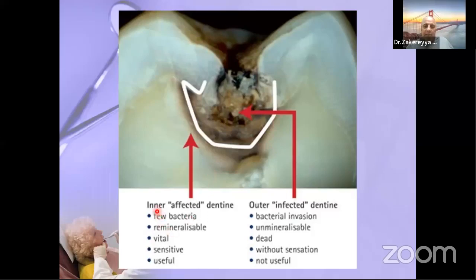So inner affected dentine, few bacteria, remineralizable, it can receive minerals, some salts, especially if they come from fluoride, vital, sensitive, and it is useful. While outer infected dentine, look at it here, it is with a lot of bacteria, soft, dead, completely demineralized, without sensation, nothing, okay? And it is not useful. You see, these are the differences between them.